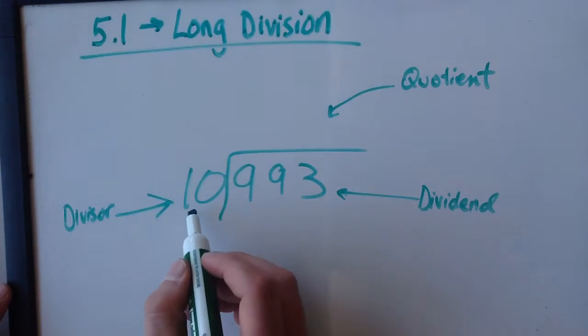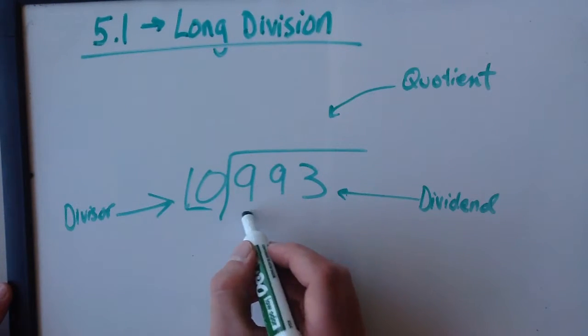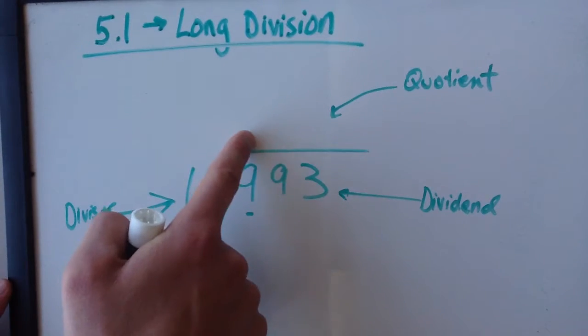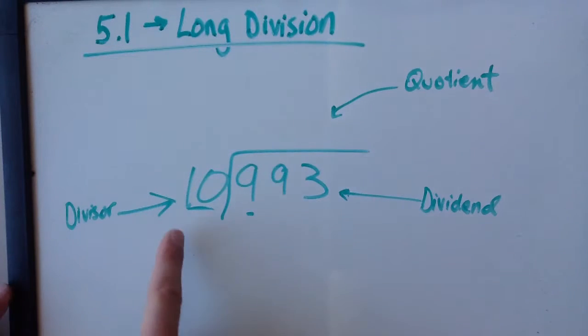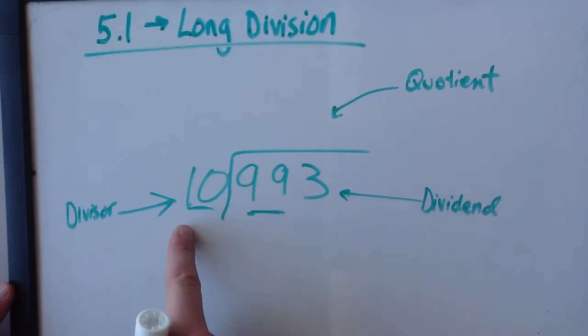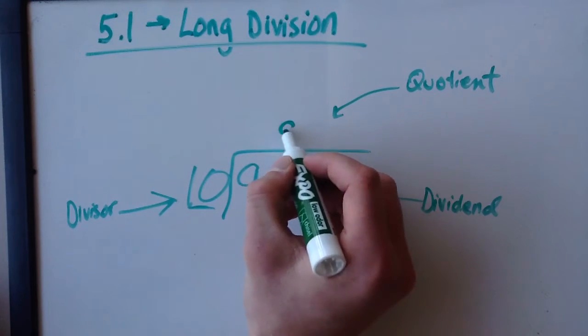You need to ask yourself, can this divisor go into this first digit? Can 10 go into 9? Does 10 times some whole number give us 9? And no, it doesn't, because 10 is bigger than 9. So now I look at the first two digits. Can 10, the divisor, go into 99? Does 10 times something get me 99 or close to 99? And yeah, it does. It goes in 9 times.